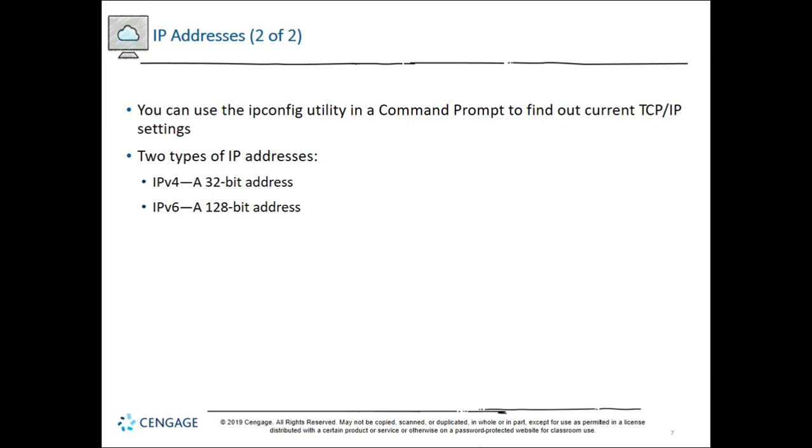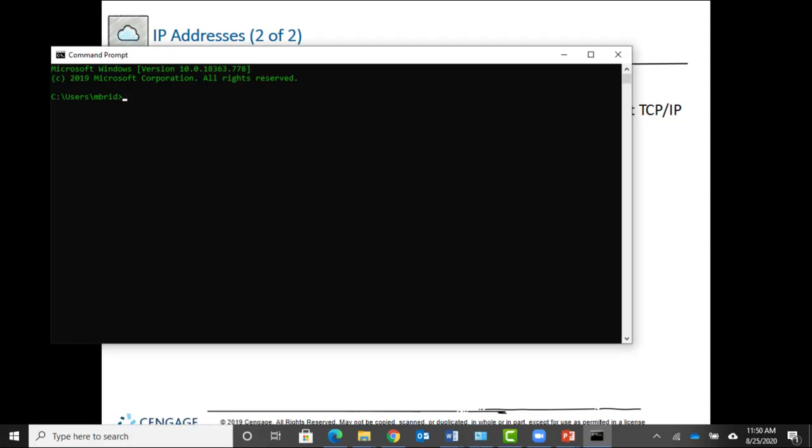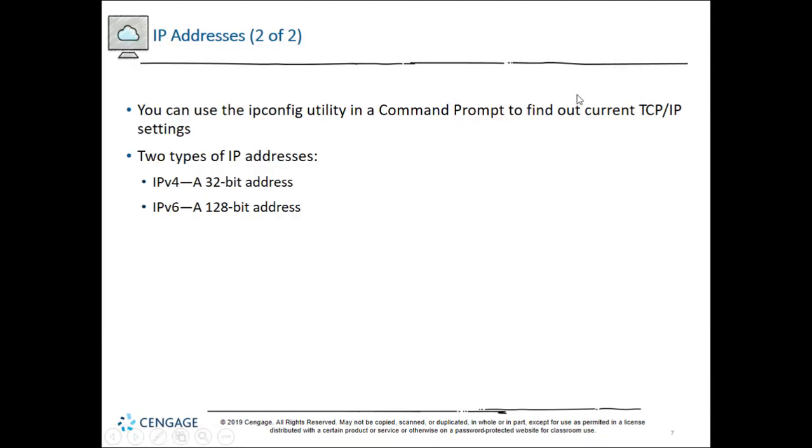Now, if we want to find out what our address is, it's real simple. All I have to do is go to a command prompt and type ipconfig, just like that. And as you can see, I have a number of different addresses. In my wireless LAN adapter, my address is 192.168.100.57. I typed in ipconfig. If I'm on a Linux machine, I don't type in ipconfig, I type ifconfig. That's easy enough.